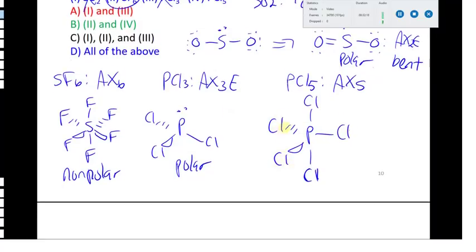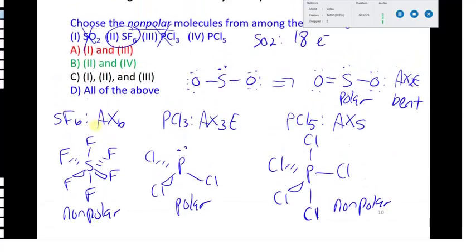All right, so we get AX5 trigonal bipyramidal, but because there's no lone pairs, it does come out to be nonpolar. So that's another nonpolar. So number 2 and 4, choice B, are nonpolar. So this is a typical type of question. We'll ask you to distinguish polar from nonpolar. If we ask you to find the molecule that's least polar, you would first look for ones that are nonpolar, because those have 0 polarity and so on. So any questions on this topic?